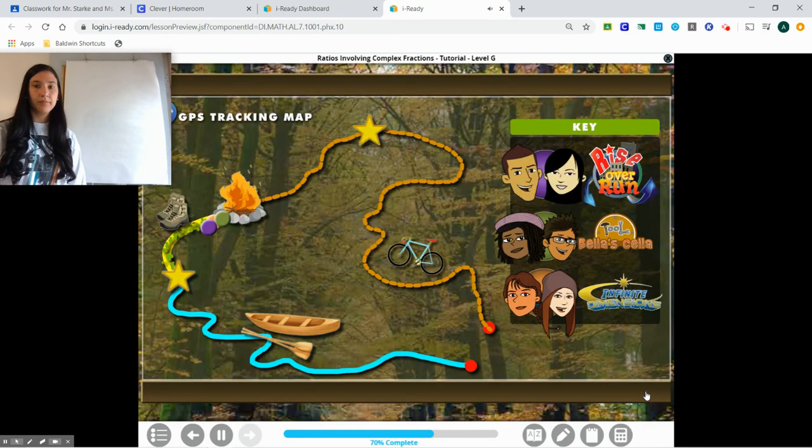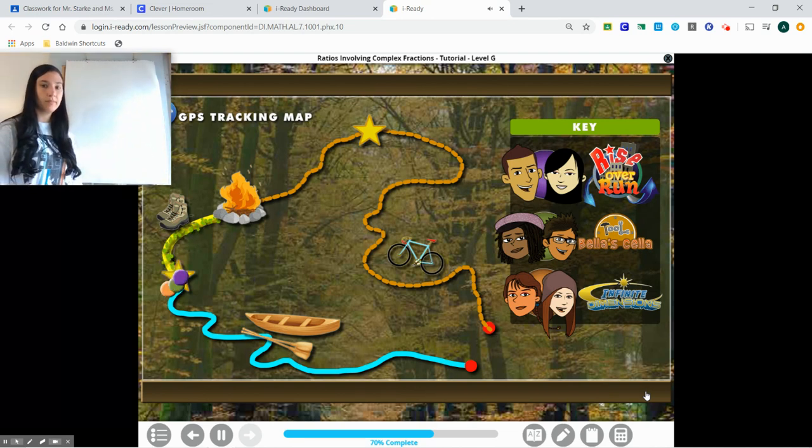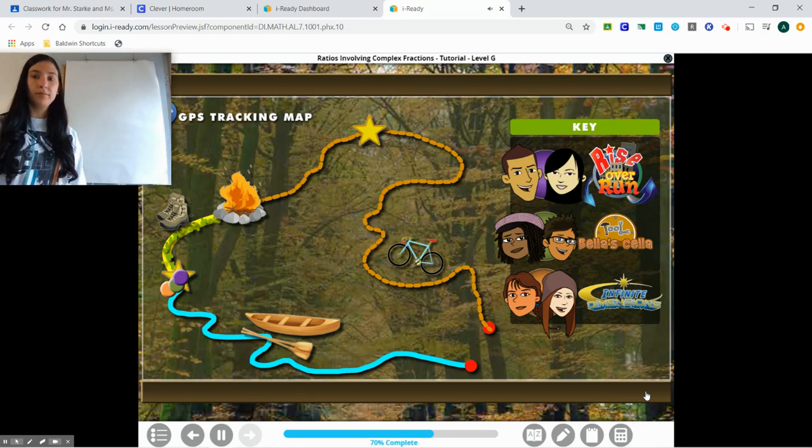Back to the race. It looks like all of the teams are finishing the hiking trail. Nice! I have already written down all the information for their hiking speeds. All we need to do is find the rates.